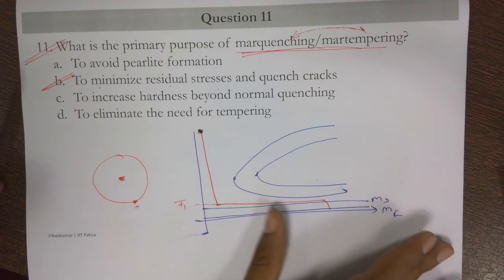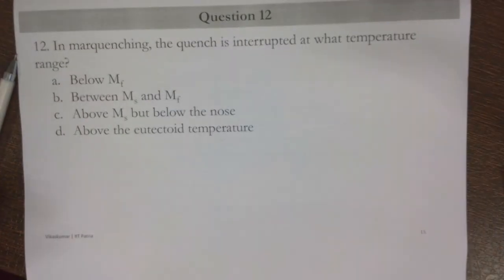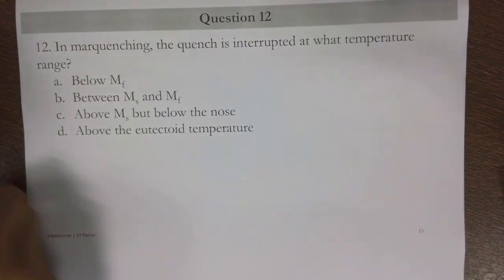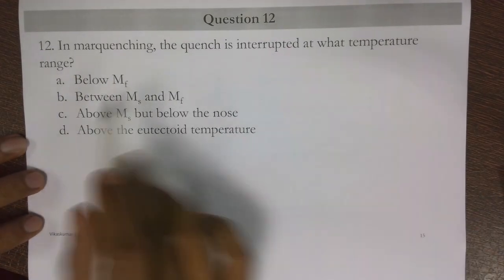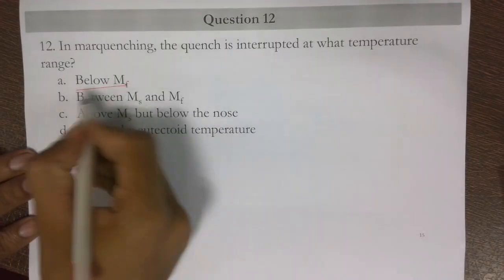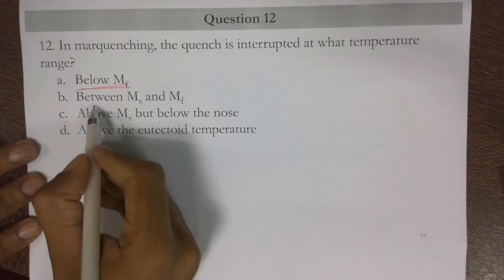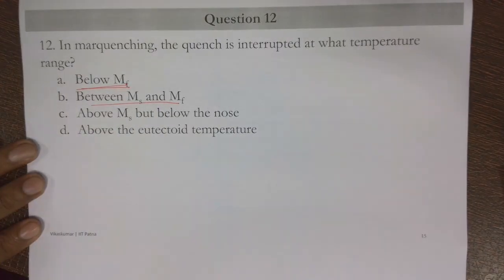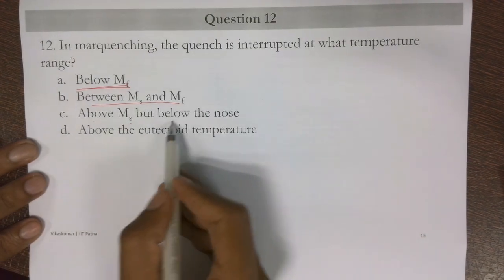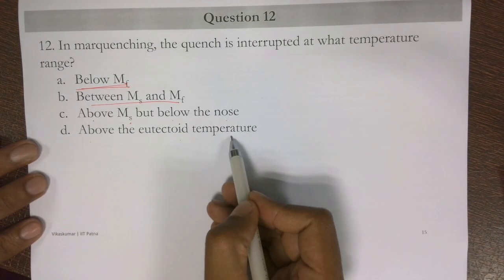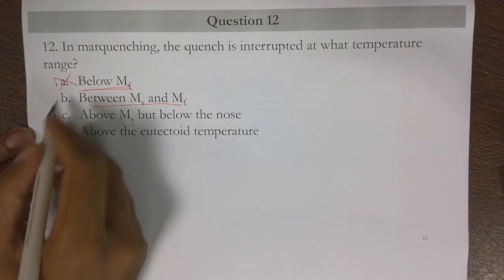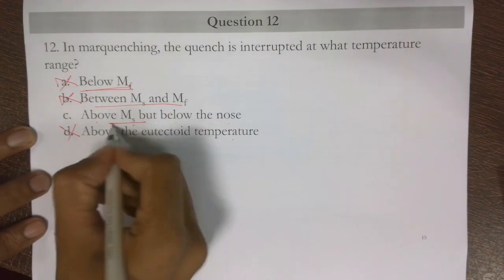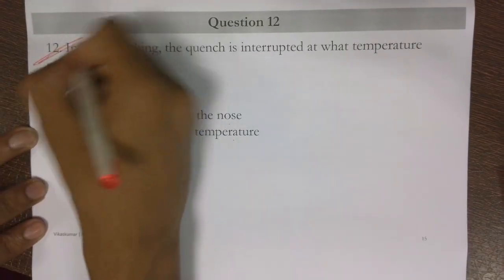Question number 12. In mar quenching, the quenching is interrupted at what temperature range? Below martensite finish, between martensite finish and martensite start, above martensite start but below the nose, or above the eutectoid temperature. Obviously, D is incorrect. We are not doing below and we are not doing between. We are doing just above the martensite start. That is option C, the right answer over here.